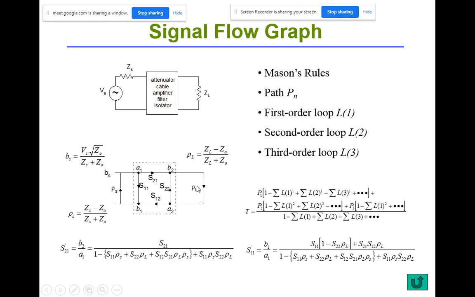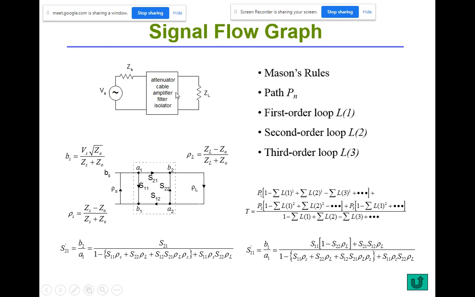That means if rho L is zero, you have an impedance match, and then you have no signal going back to port 2. Not no signal going into port 2, no A2, if rho L is 0. But assuming rho L is not 0, then you have a signal that goes back to port 2. That's A2. Similarly, if there is an impedance mismatch, you get some reflection.